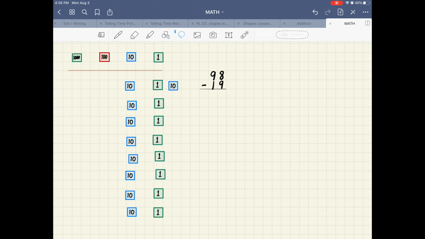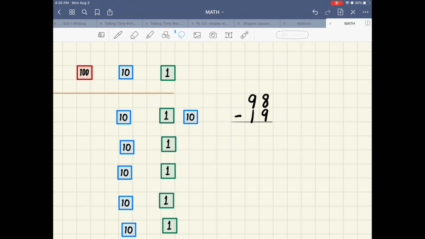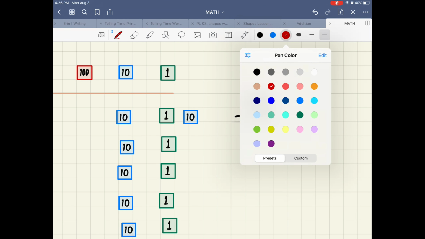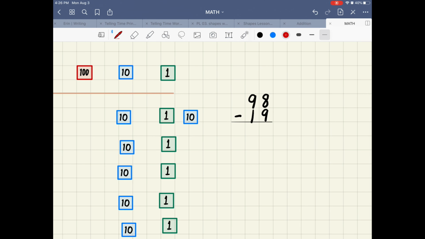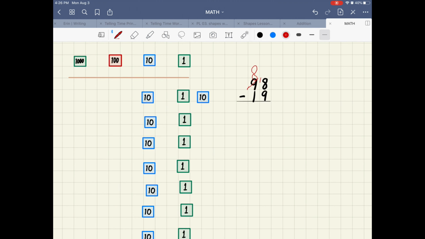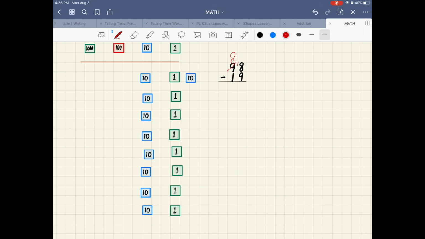Okay, and then what do we write here? It's not nine anymore. It is 8. Correct. 18. Okay. Now we can write. But first we need to copy. You mean exchange. Oh yeah, exchange. First we need to make 10 ones.